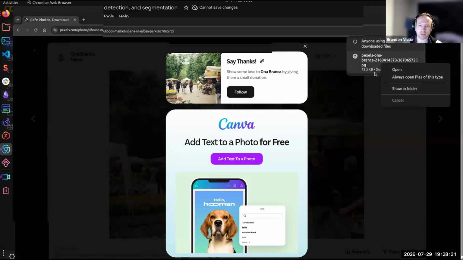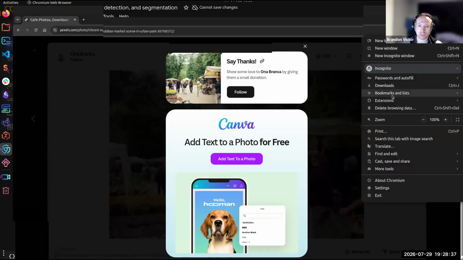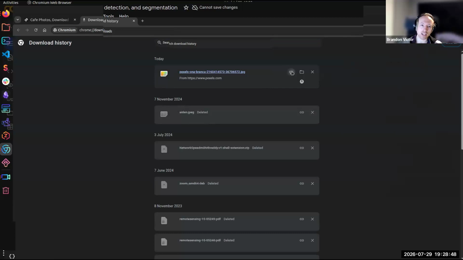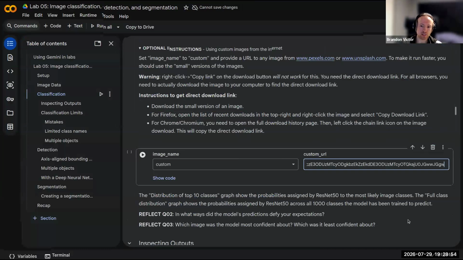In Chrome, you can't right click it. You have to go to the downloads page, and then you've got this link here, copy download link. So this has already been downloaded to my computer, but I still want to download it. Now I can find this copy download link and click that, and that's copied it to my clipboard. That's what I can paste in here.